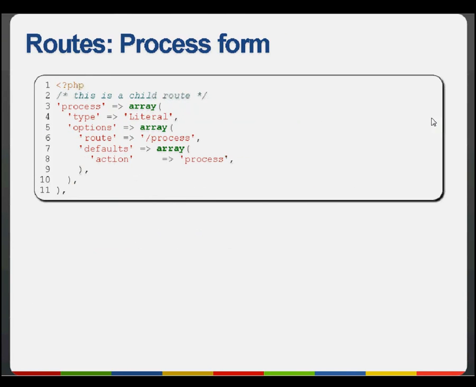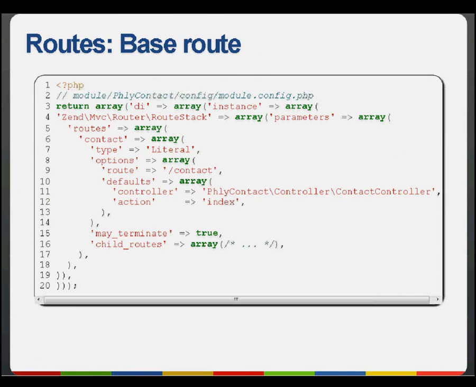Now when we process the form, we want to process. So I'm going to create a process route that's going to be a child route of the base contact route. So you'll notice on line 2, I say this is a child route. And on the previous slide on line 16, we start defining child routes. So this would be a subarray of that.